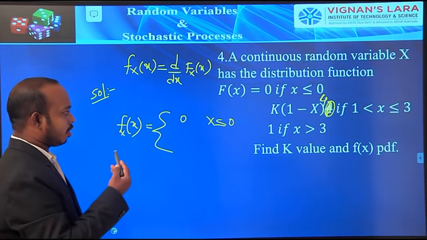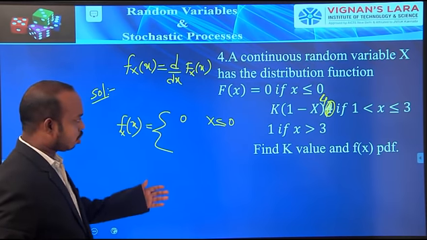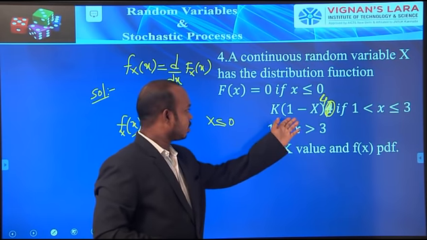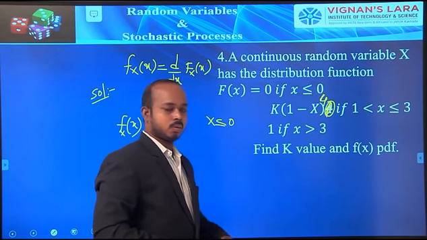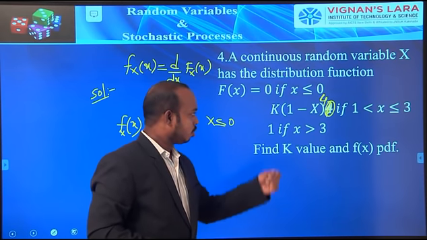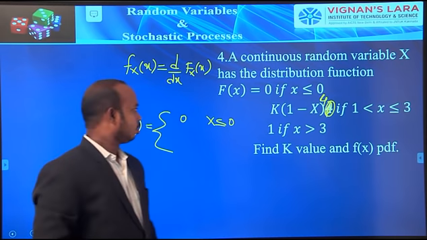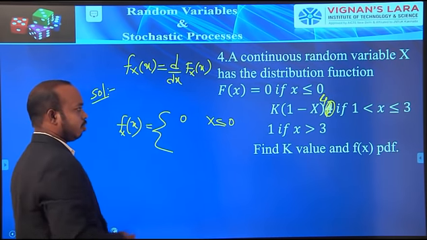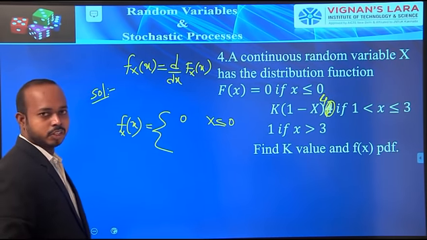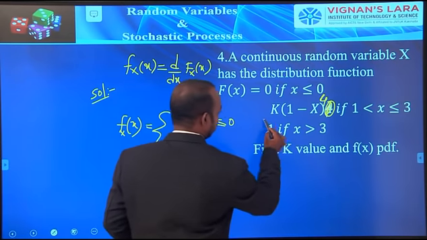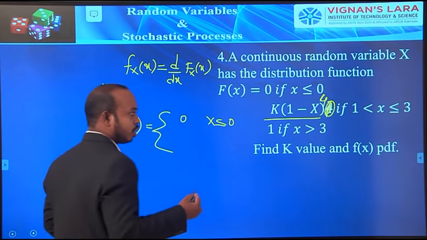Next, coming to the second one. What is the second one? It is k into (1 minus x) whole power 4, if the interval is 1 less than x less than or equal to 3. Here you are making the derivation of this entire function.